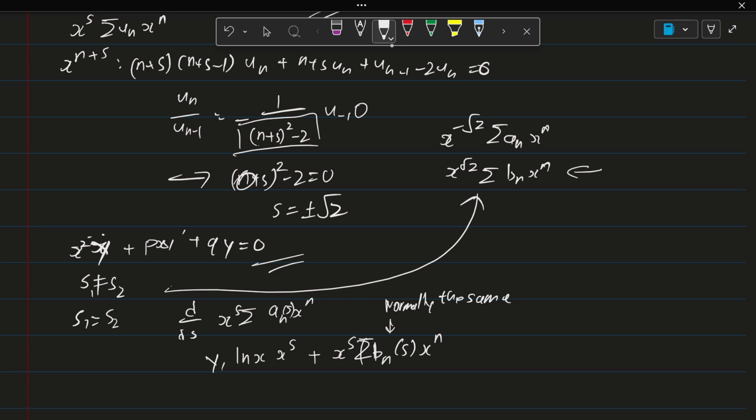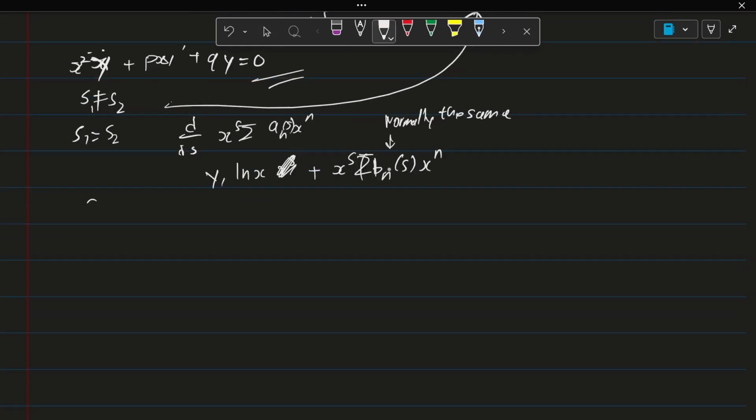So it's y1 times the natural log of x plus x to the power of s times the sum of b_n(s) x^n. And this is the general solution if the indices are degenerate. Lastly, there is another condition in which s1 minus s2 is a natural number.